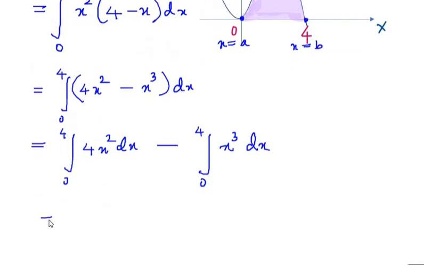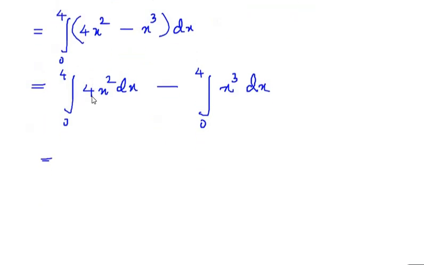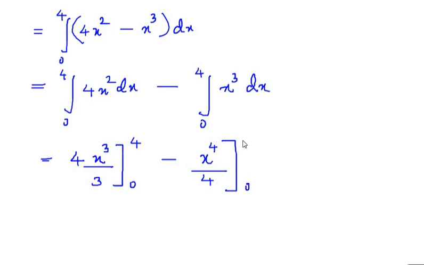Now the regular integration steps. 4 is a constant, so 4 is kept the same way. X square becomes x cube over 3. The power is incremented by 1 and the same repeats at the denominator. And put the limits, it's from 0 to 4. Minus x cube integration becomes x to the power of 4 over 4. And again put the limits from 0 to 4.